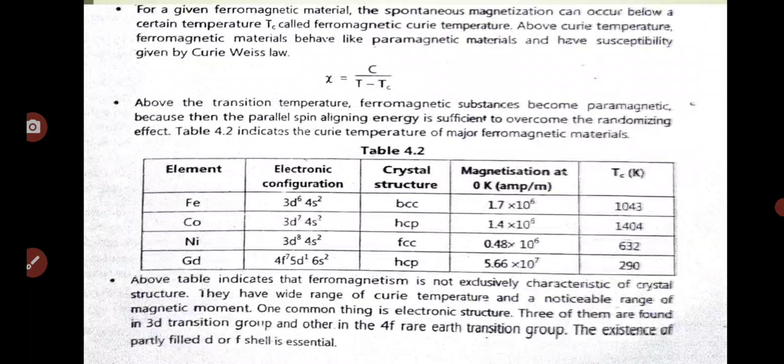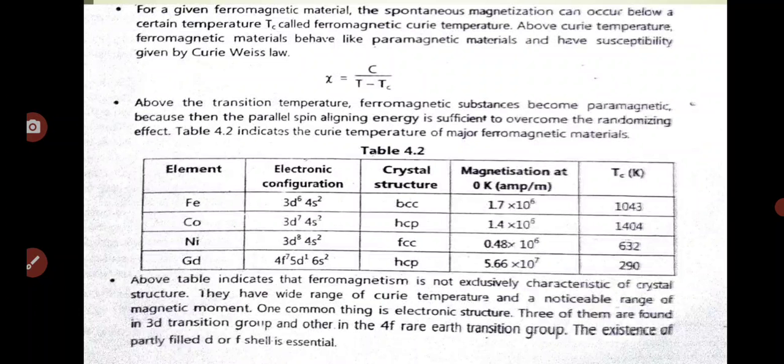In a ferromagnetic material, spontaneous magnetization can occur below a certain temperature. That temperature is known as Tc, the Curie temperature, or the ferromagnetic Curie temperature. Above the Curie temperature, the ferromagnetic material acts like a paramagnetic material. This is a very important point.